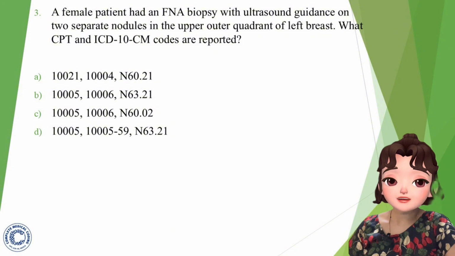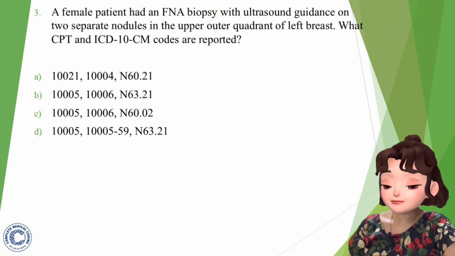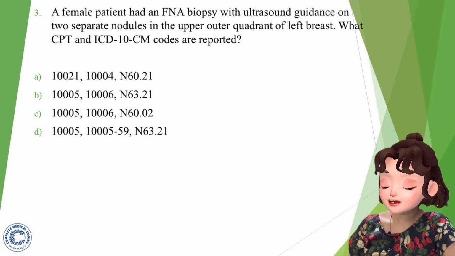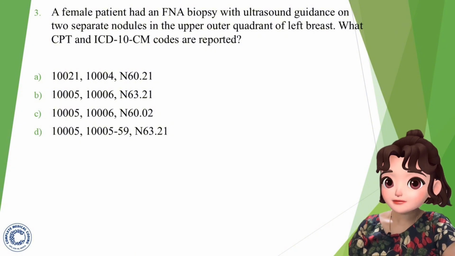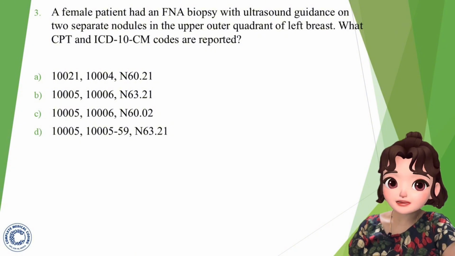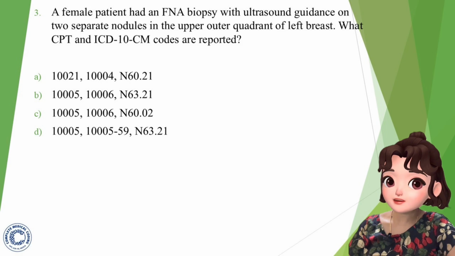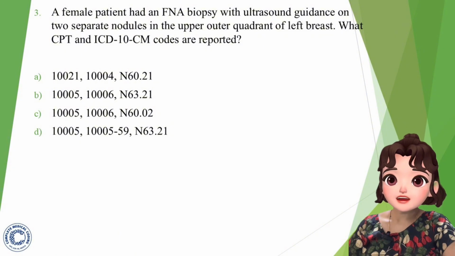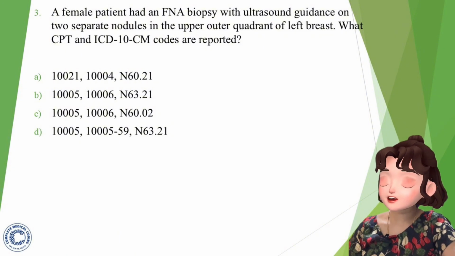So let's find out the CPT code now. What is 10005 and 10006? 10005 fine needle aspiration biopsy, FNA biopsy, okay, including ultrasound guidance, first lesion. First lesion. There are two separate nodules present in the question. So you have to code two codes. 10005 is first lesion and 10006 each additional lesion. That's how it should be coded. And no need of reporting it with any modifiers.